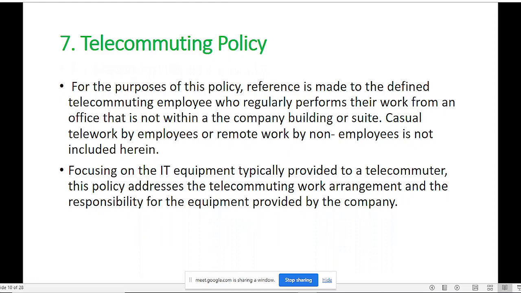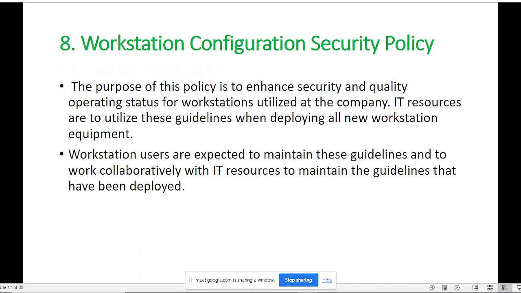So you also need to implement some training on how this telecommuting is going to happen, and who is responsible maybe for a particular resource that they're using, the equipment, if it has been given to them, and so on. All that needs to be captured. And of course, you also have another policy that you can always implement, that is workstation configuration policy.